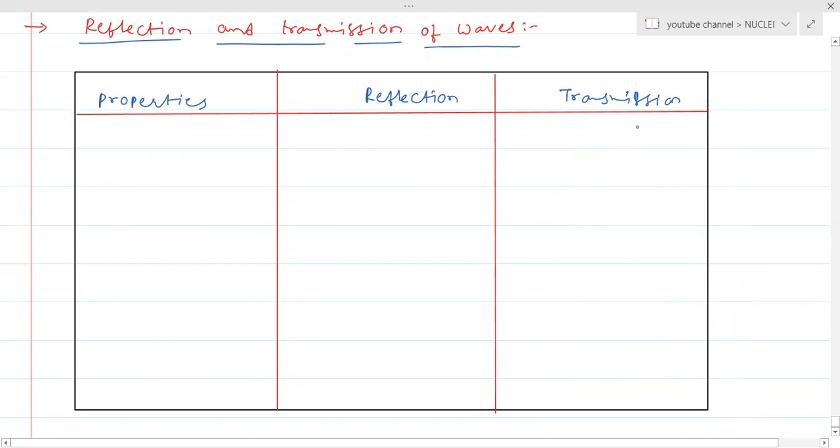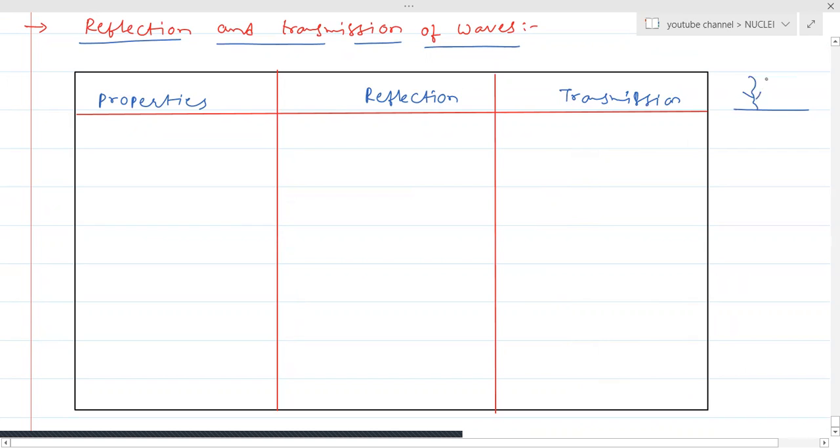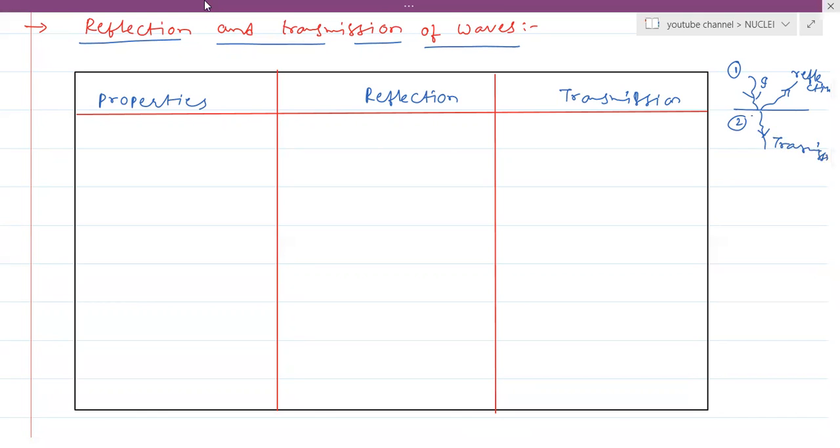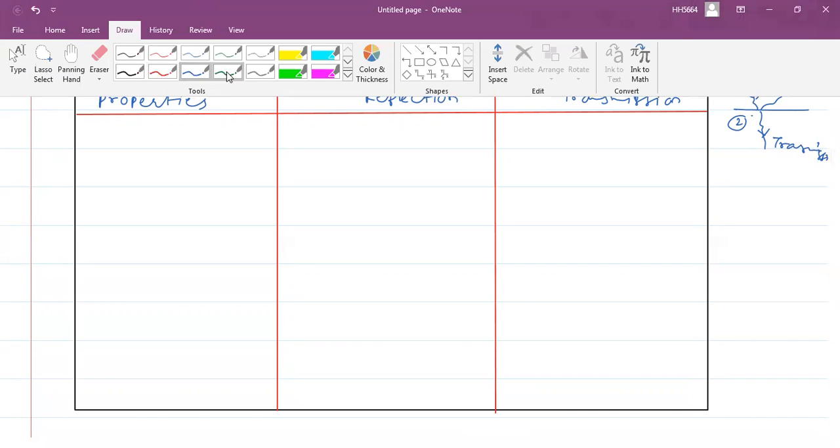Before discussing this, we need to understand what we mean by reflection and transmission. For example, if a wave is incident on a surface, some part is reflected back to the same medium. This is called reflection. And if some part of the wave is shifted into another medium, this is called transmission. Here we will discuss each and every parameter, the nature.